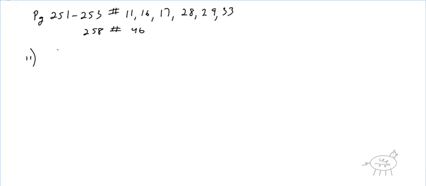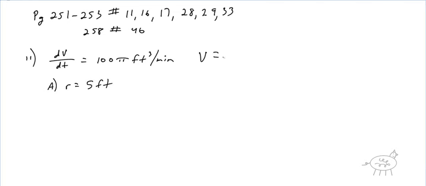So this is the deal. First of all, they give you the rate that it's inflating, and you can even tell that it's change in volume over change in time because it's feet cubed per minute. So that means I know my dV/dt is equal to 100 pi cubic feet per minute. And for A, I'm given that r is equal to 5 feet. Maybe you don't know, but I'm going to tell you the volume of a sphere is 4/3 pi r cubed. And obviously that's the formula we're going to be using.